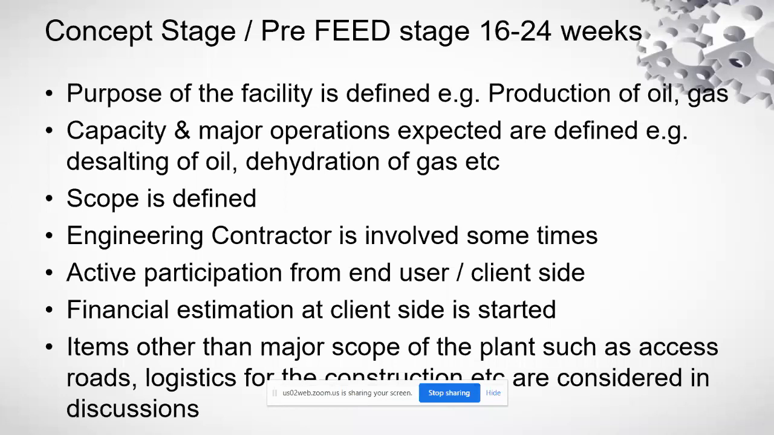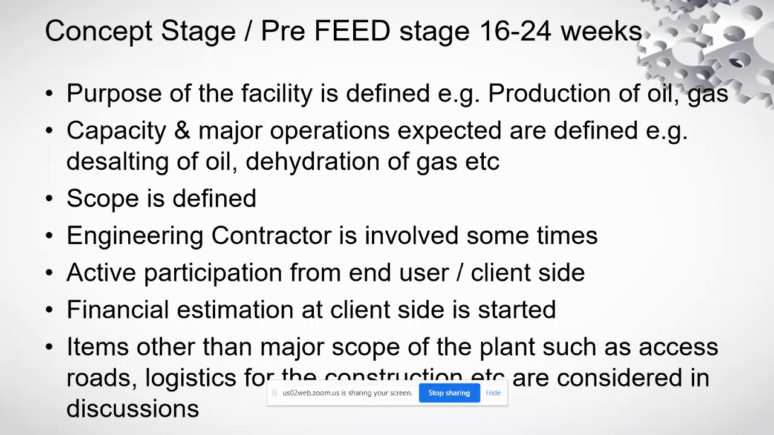The activities followed in this stage are: the purpose of the facility is identified, whether they want to produce oil or gas. Now remember, this decision will be taken based on the analysis they have done in the initial days. So the purpose of the facility needs to be defined very clearly. Capacity and major operations expected are defined in this stage, for example, desalting of oil or dehydration of gas. These are again decisions taken based on the analysis of the initial days.